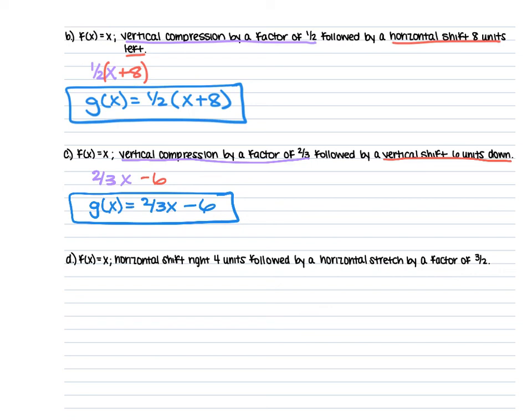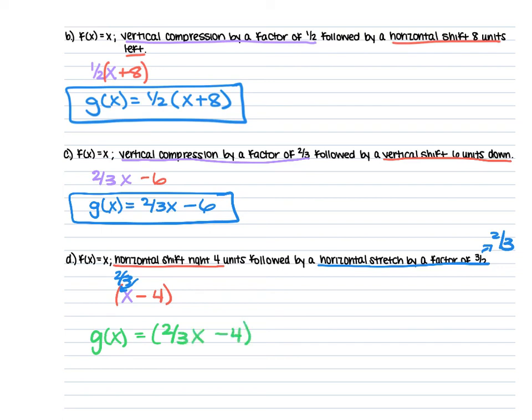For D, we have f of x is equal to x as our parent function. We're going to start with the x. We have a horizontal shift 4 units to the right. So that's going to be minus 4 inside parentheses with that x, followed by a horizontal stretch by a factor of 3/2. So we're going to take the reciprocal of that. That's 2/3. And we're going to put that 2/3 inside the parentheses. So we're going to have g of x is equal to parentheses 2/3 x minus 4. And then we're done.